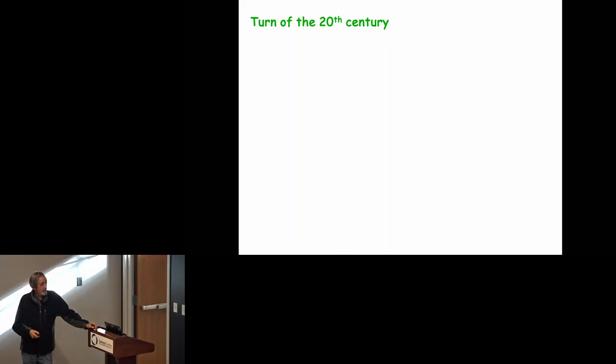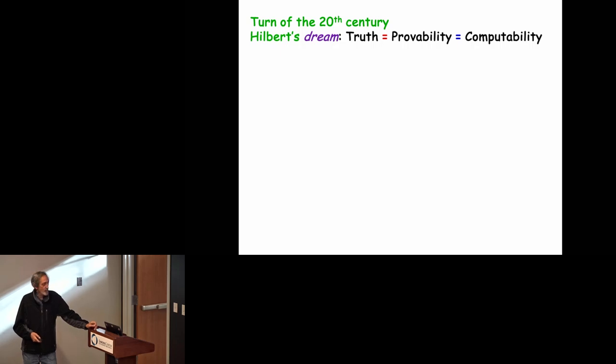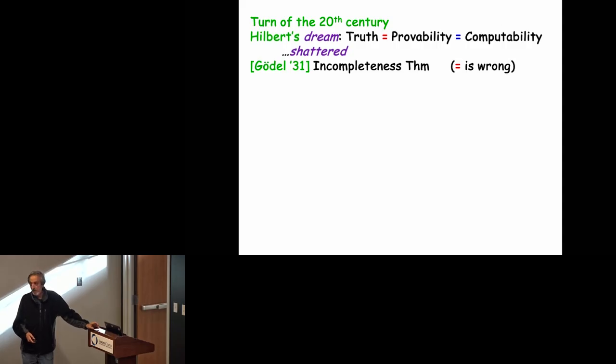Go 2,000 years ahead, we go to the turn of the 20th century. Skip a lot, that's another lecture. Hilbert, as everybody I'm sure knows, had this amazing dream that in mathematics, truth is the same as provability. Everything correct, everything true you can prove, and everything you can prove you can find by what he calls a mechanical procedure. This dream, we know, was shattered completely, first by Gödel in his incompleteness theorem, showing the first equation is wrong, and then by Turing showing the second one is wrong. That's his undecidability theorem.